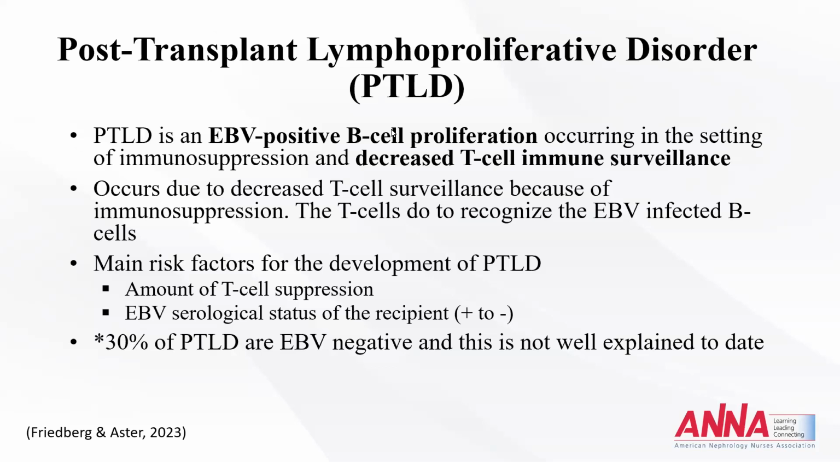positivity. It's in your B cells, and your B cells live in your lymphoid tissue or your lymph nodes. So you have this EBV positive B cell, it's staying in the lymphoid tissue, and it begins to replicate or proliferate.